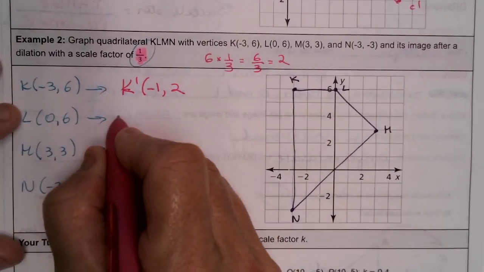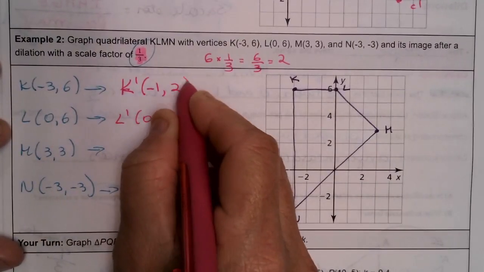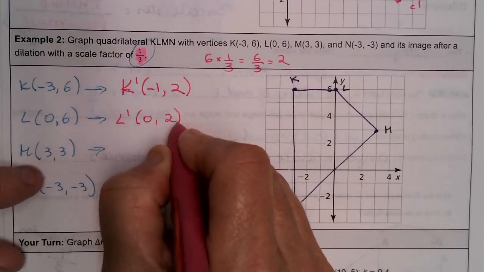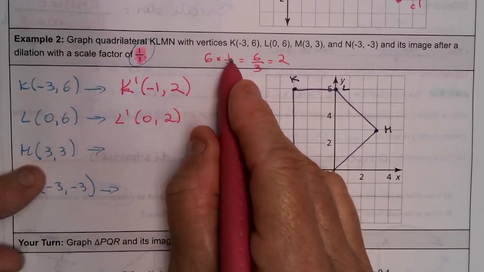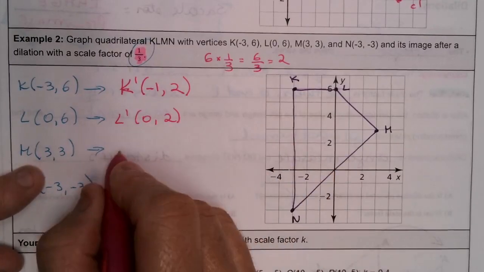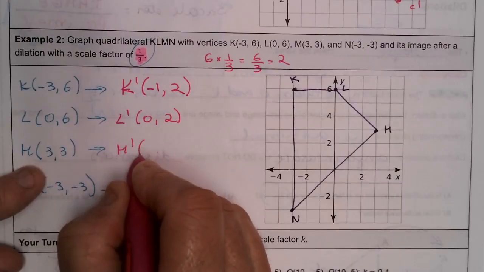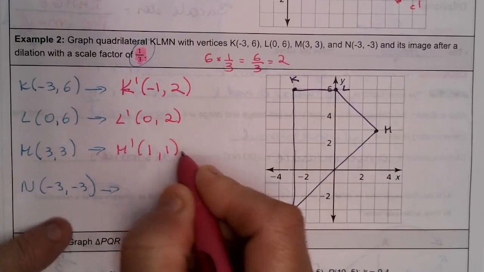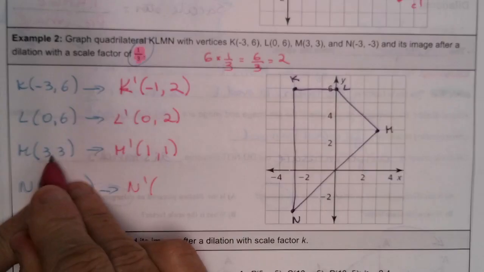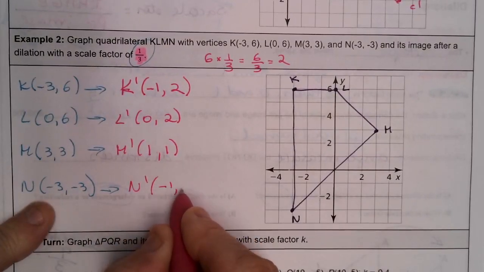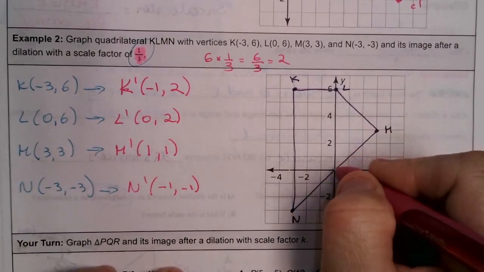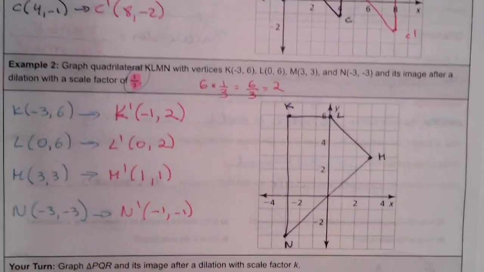0 times anything is 0. 6 times a third, again, is going to be 2. 3 times a third, right? You do 3 times 1 is 3. 3 divided by 3 gives you 1. And then for N prime, it's going to be the same as this one, but negative. So -1, -1.